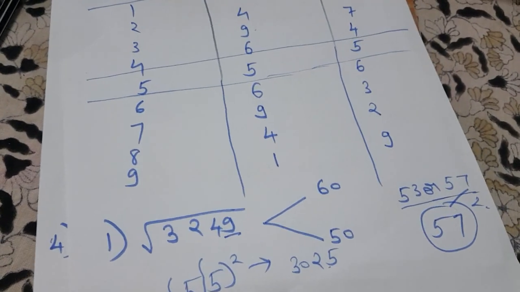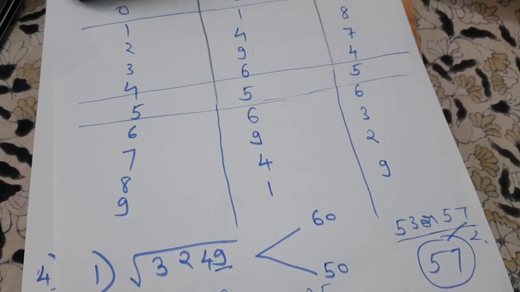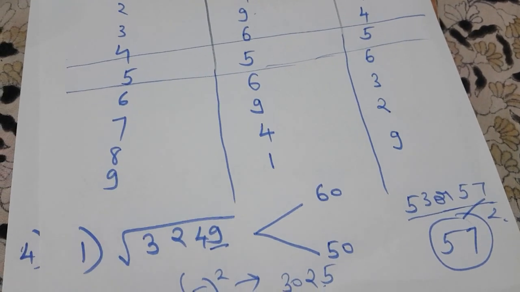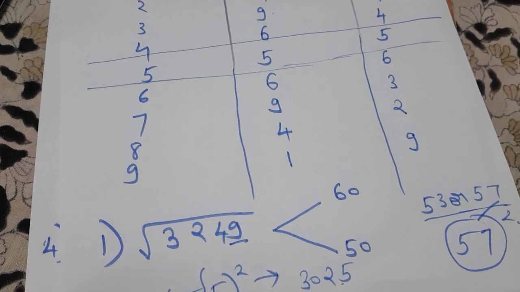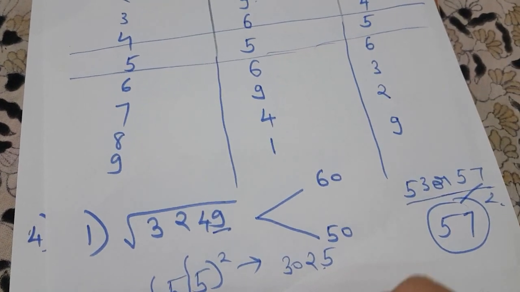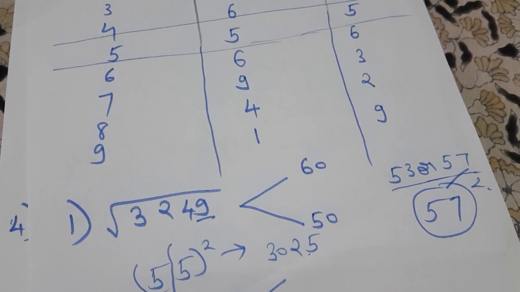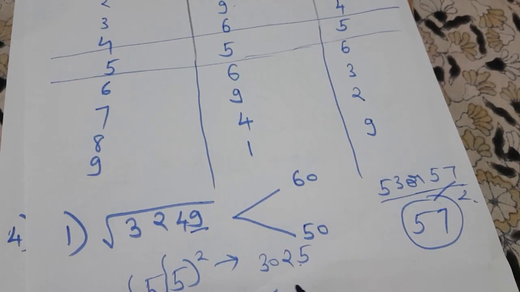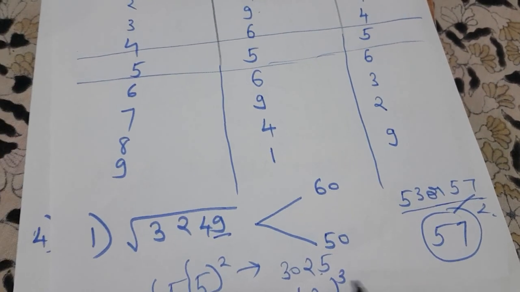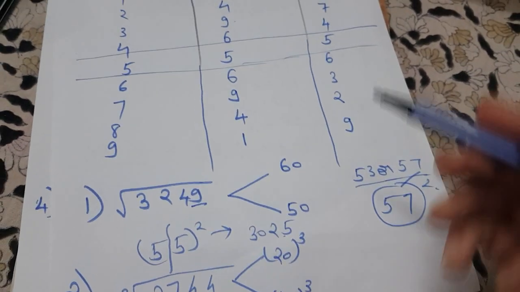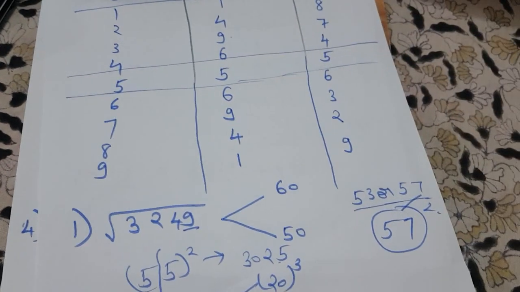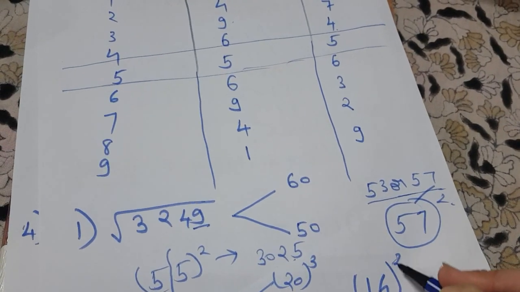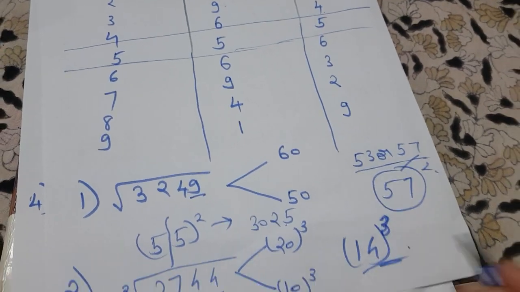Okay, let us take one more question. 2744. If you need to find the cube root of 2744, you can easily get that 10 cube is 1,000 and 20 cube is 8,000, so it will be in this range. And you can clearly understand in cube root there's only one number, so looking at the last digit, your answer will be 14.